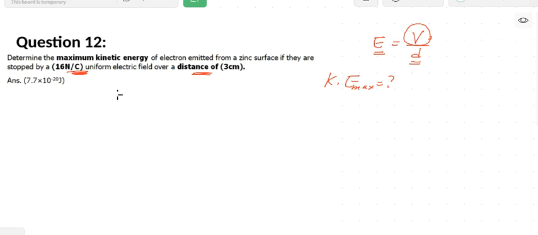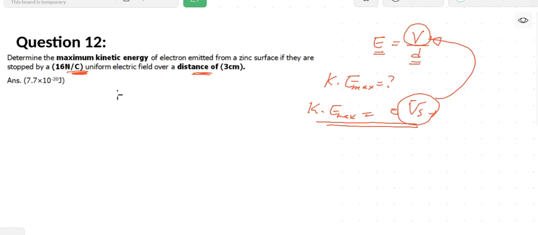The only choice to get kinetic energy is to use the idea that maximum kinetic energy equals eV stopping. You see? So from this concept, to find the maximum kinetic energy, you need the stopping voltage, because you can determine it from the given electric field. This is the only choice we have. So to solve this question, we need to do two steps. Initially, we need to find the stopping potential using the electric field.